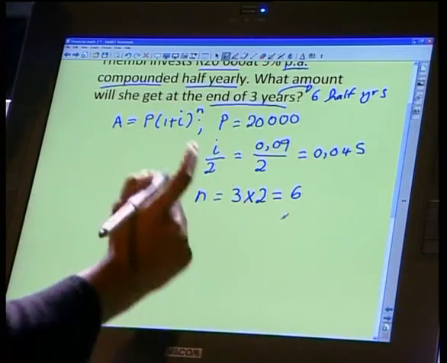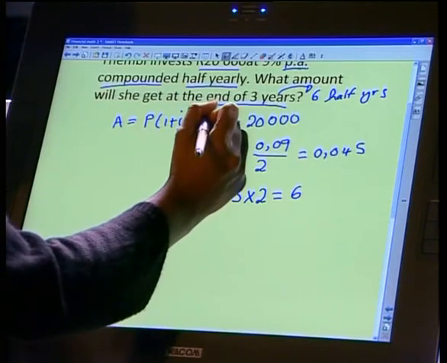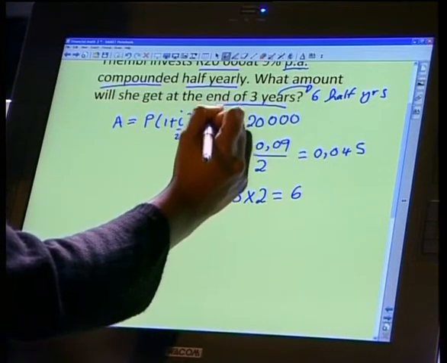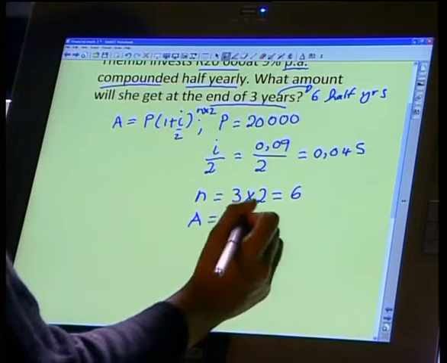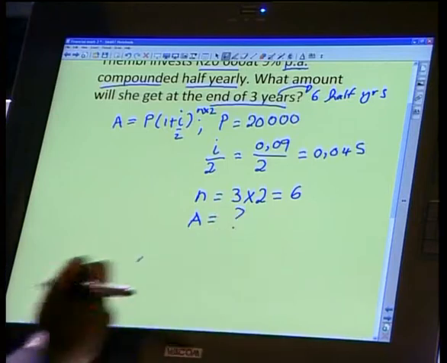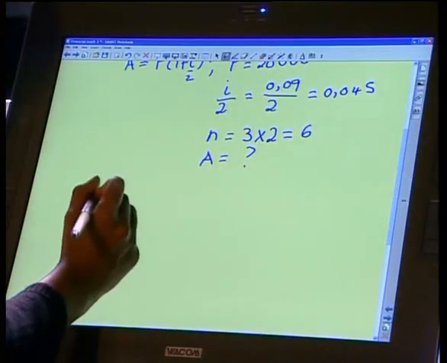So we require 2 changes here. We divided the interest rate by 2, and we times the number of years by 2, which is the number of compounding periods. We are looking for the value of A. All right. Let's get to that. So we're going to substitute into our formula.